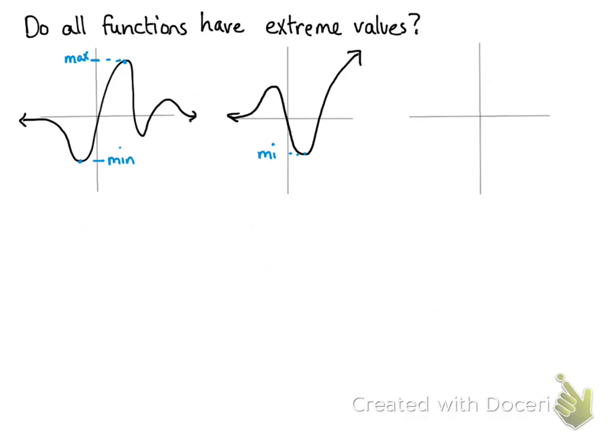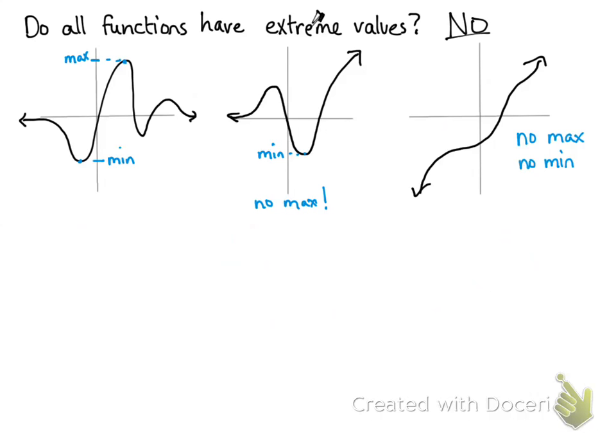On the other hand, here's a function that has a minimum value, a lowest point on the graph, but because the graph continues up and to the right forever, there is no maximum value. There's also other situations where there's no maximum value, but this is just one example. So we don't always have to have a maximum value. And likewise, we don't have to have a minimum value either. This third function has no maximum and no minimum because it goes up forever and down forever. Okay, so no, not all functions have extreme values.